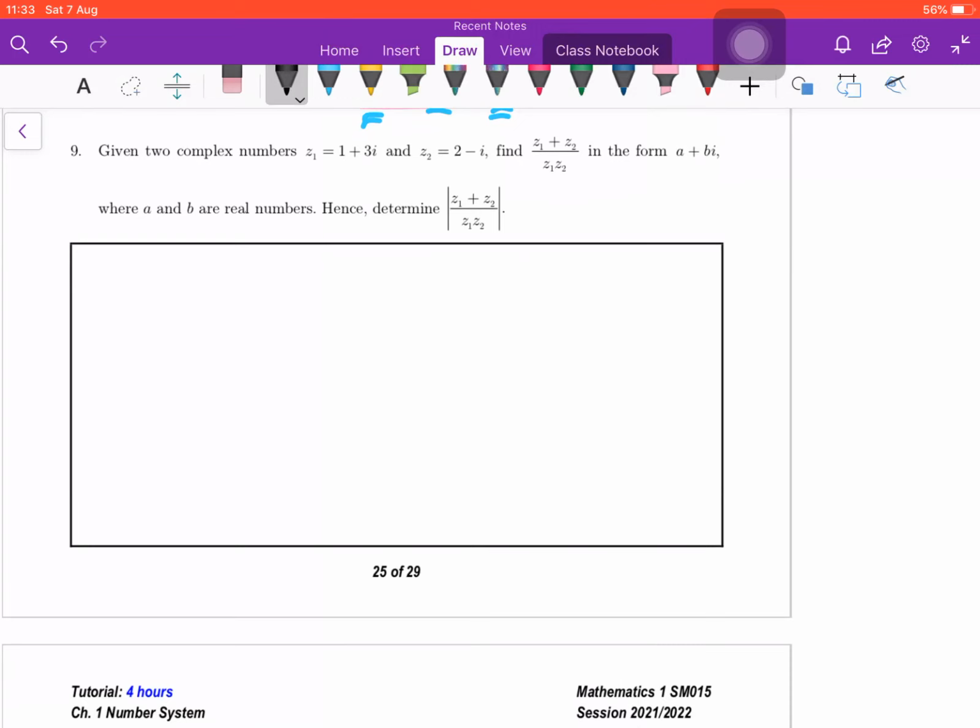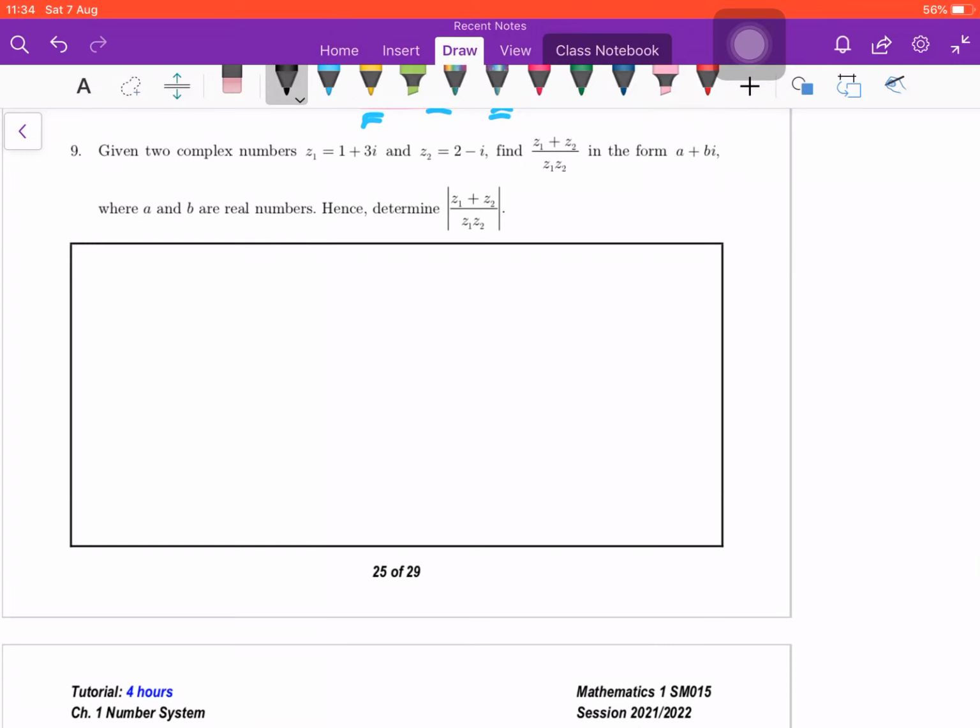Jangan baca laju-laju. Baca slow-slow, and then cuba highlight kan. Sebab saya perasan, student saya, bila saya baca, dia rasa macam tahu je madam macam mana nak buat. Sebab kadang-kadang cara kita baca soalan tu pun very helpful tau. Jangan satu lagi mindset, jangan terus kata soalan susah. Baca soalan slow-slow, highlight apa yang awak rasa important.